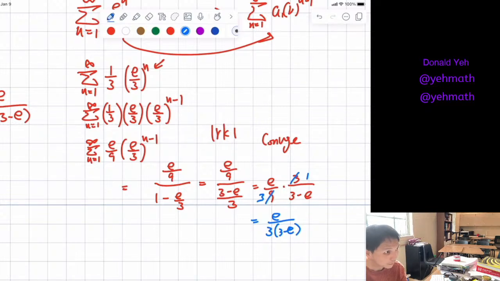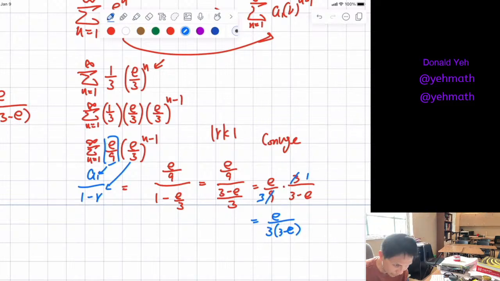Wait, if you got the series, how do you get the answer? Because this has a common base, I'm just putting it here: it's 1/3 e to 3 to 10. This by that.